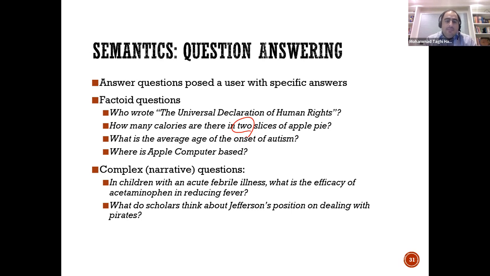And this, you may have even more complex narrative questions. So for example, in this particular children with this particular illness, what is the efficacy of acetaminophen in reducing fever? That's a harder question to answer. These are, again, questions where you need to understand the language quite well such that you can do it.